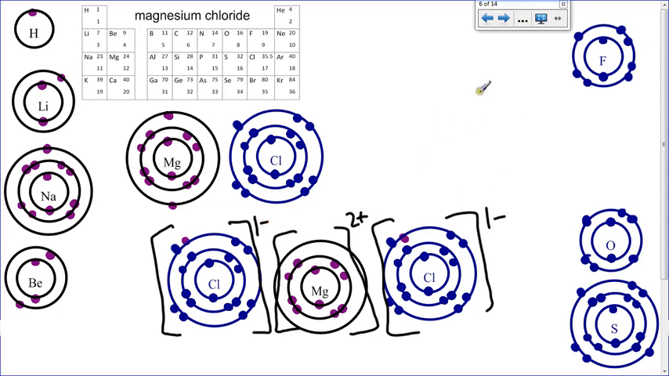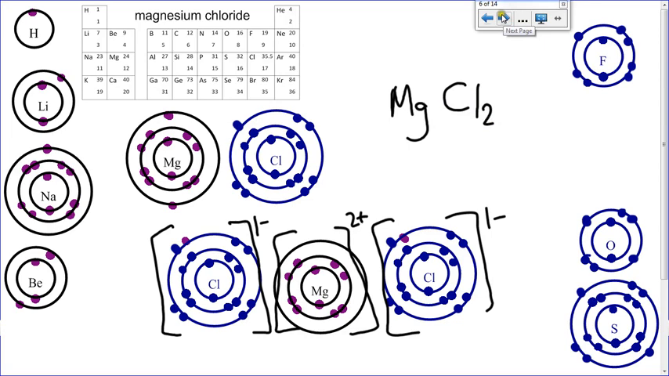So our formula this time isn't going to be as simple. There's 1 magnesium, there's 2 chlorines. So when we write it this time, we put down the elements that are involved, the atoms that are involved. We've got 1 magnesium, so we don't need to bother putting the little 1 there, but we have got 2 chlorines. So the formula for magnesium chloride would be MgCl2.